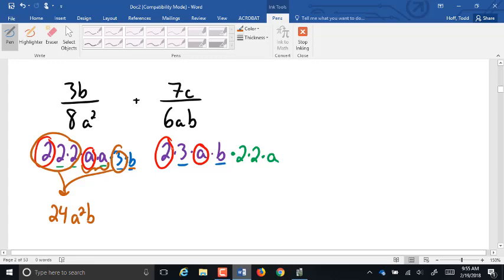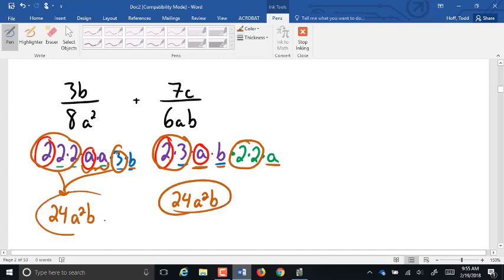To double check to make sure we come up with the same thing, let's check the other one. 2 times 3 is 6, times 2 is 12, times 2 is 24. I have a times a is a squared and b. So 24a squared b. 24a squared b is my least common denominator.